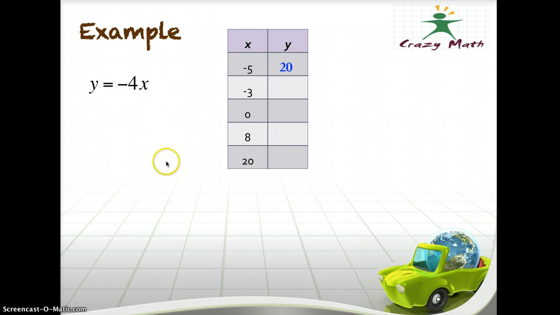Okay, let's check your answer. If x is negative 3, your y should be 12. When x is 0, y should be 0. If x is 8, then y is negative 32. If x is 20, then y is negative 80.